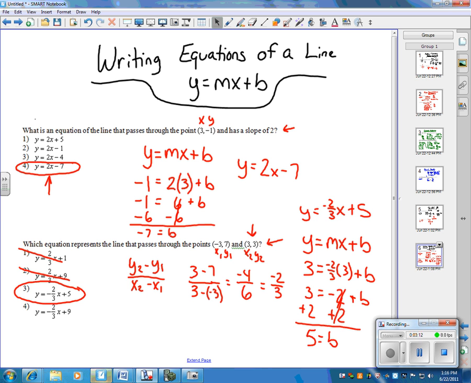So when you write an equation, you have to make sure that you use the information they give you in the problem. Like in both of these problems, we had to use a point. And we have to make sure we plug the point in the right spot, otherwise it's not going to give us a correct answer.